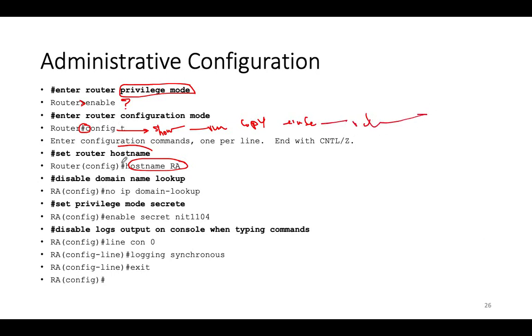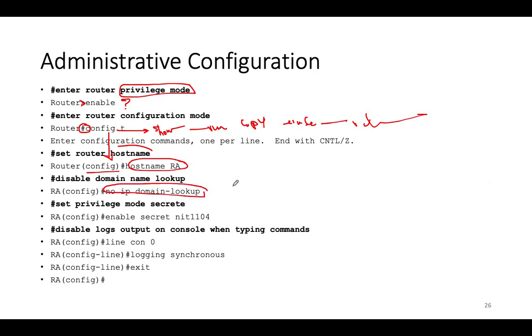If you go for the configuration mode, if you type config t, it takes you to the configuration mode, which is this one. When you see config, you can start changing configuration. Put, for example, the host name. What is that command? No ip domain-lookup, to understand that.